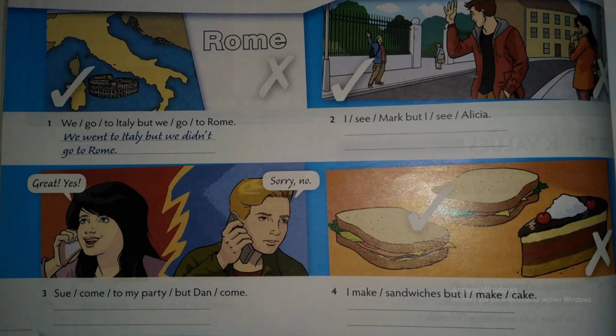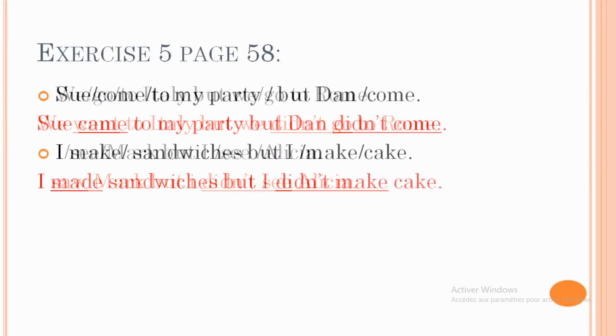The next one, number 3. We have Sue come to my party, but then Dan come. We can see two people talking on the phone, a boy and a girl. The first one, she says great, yes, that means that she is Sue. This is the picture of Dan. Sorry, no. That means that he is apologizing for not being able to come to the party. So, what can we say here? We can say that Sue came to my party, but Dan didn't come.